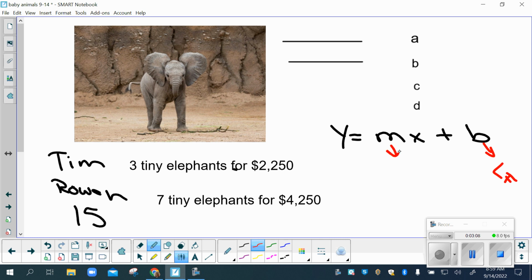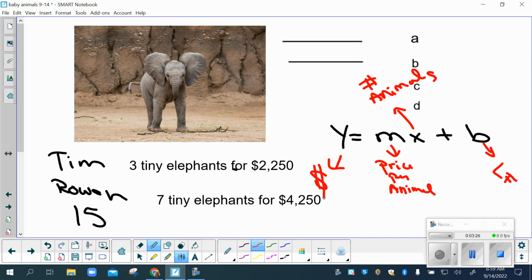This number is going to be our price per animal. This number is going to be the number of animals we buy, right? And this one is going to be how much money we spend total, right? So what we're going to do is use Tim and Rowan's data to help us build a function, and then we're going to plug in 15 for the number of animals that we want to get, that Becky wants to get her herd going. Does that make sense? You see where we're heading?